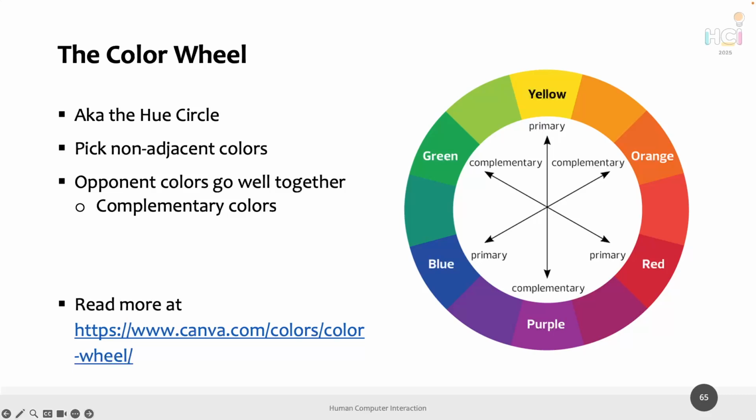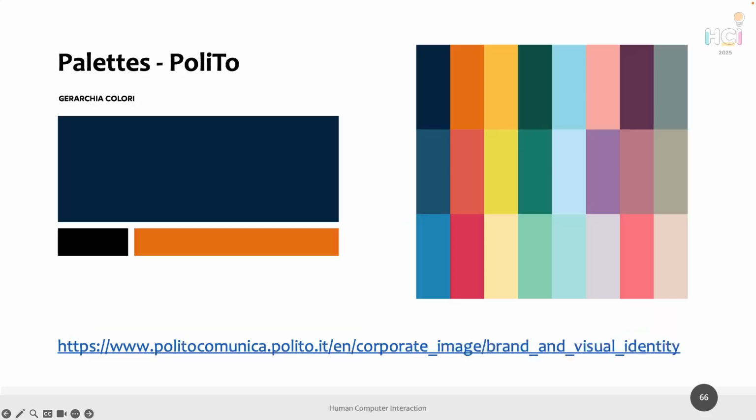If you need more detail, you can look at the documentation from Canva, for example. But then there is the concept of palettes. What is a palette, in your opinion? Set of colors that you want to use. The set of colors that we consistently use in our website.